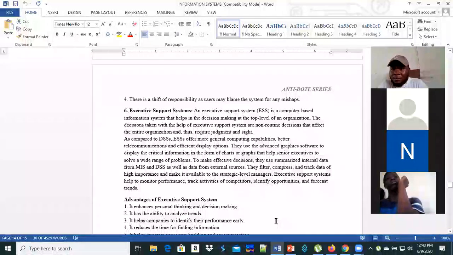So admin will need the executive support system to do this. And then when he takes the decision, it's final because he is at the apex of all.